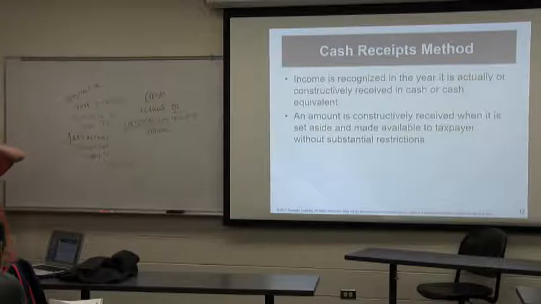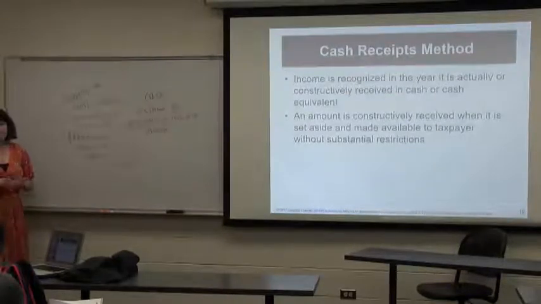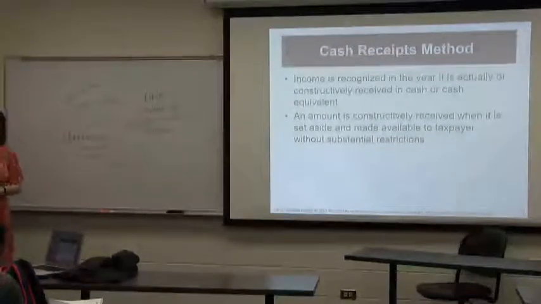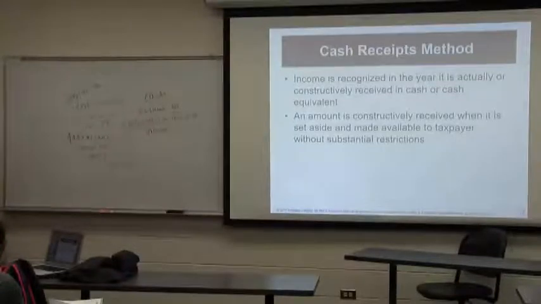And there are some more examples in the book of constructive receipt, such as somebody receiving a check from a client, and you put it in your drawer and say, okay, I'm not going to put this in the bank until January 2nd of next year. That way I can hold off recognizing the income. No, it doesn't work that way because you could have put it in the bank. Yes, you didn't, but you could have.